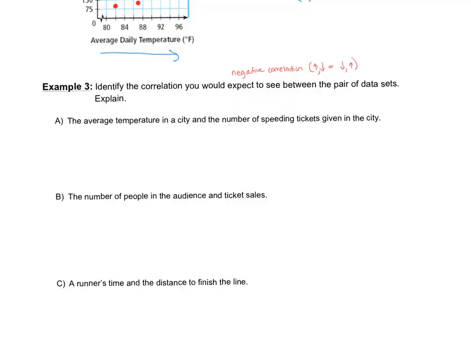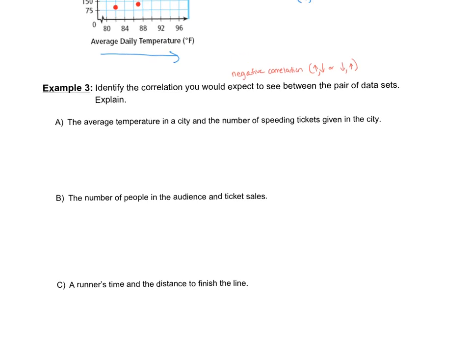Okay, looking at some real life situations, we're going to identify the correlation that we would expect to see. The average temperature in a city and the number of speeding tickets given in the city. As the average temperature in a city increases, what happens to the number of speeding tickets? They're really not related. There's no relation here, so there's no correlation. They have nothing to do with each other.